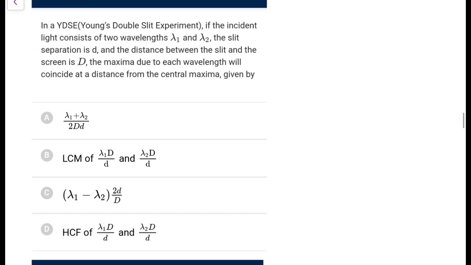Next one: in a YDSE, the incident light consists of two wavelengths, lambda 1 and lambda 2, the slit separation is d, and the screen distance is capital D. The maxima due to each wavelength will coincide. For both maxima to coincide, for the first one n1 lambda 1 D by d must equal n2 lambda 2 D by d. So for them to coincide, n1 by n2 would equal lambda 2 by lambda 1.